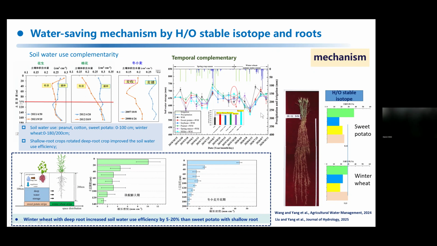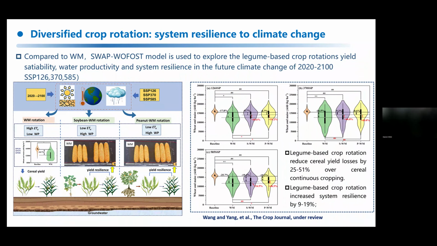That's why. And we also used modeling to detect whether crop rotations can improve the system resilience to future climate change. We used 80 years of future climate change data. We found that if we rotated legumes in the crop rotations, it can reduce cereal yield loss by almost 25 to 50%, because using different crops in the system can increase system resilience by about 20% compared to monocultures.